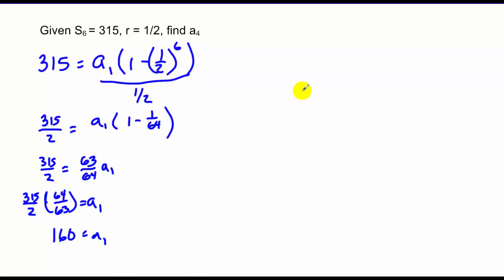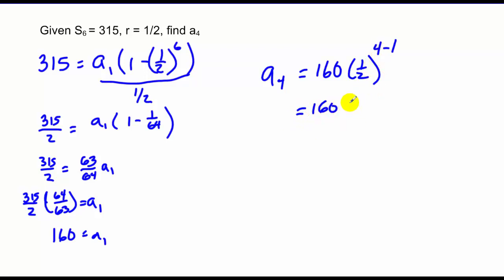Now if I have my first term and I know it's geometric, I can find my fourth term. 160 multiplied by my ratio of a half raised to the 4 minus 1 power. So this is 160. Half raised to the 3rd power is 1/8. And therefore my fourth term is 20.